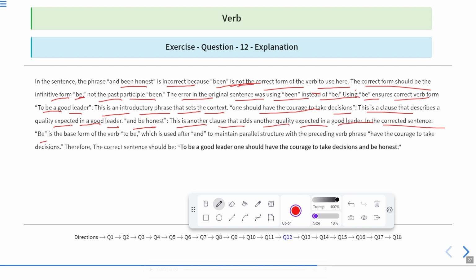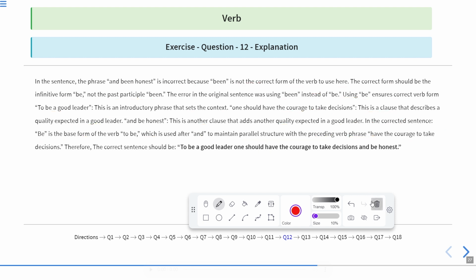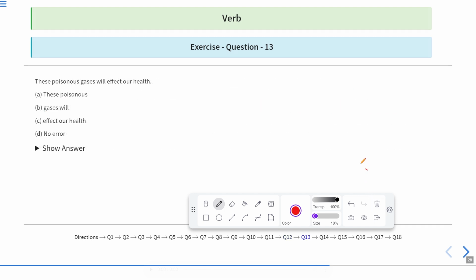In the corrected sentence, be is the base form of the verb to be, which is used after and to maintain the parallel structure while preceding the verb phrase. Have the courage to take decisions. Therefore, the correct sentence should be, to be a good leader, one should have the courage to take decisions and be honest. Okay, so this is the entire explanation of this question number 12. Now let us move to question number 13.